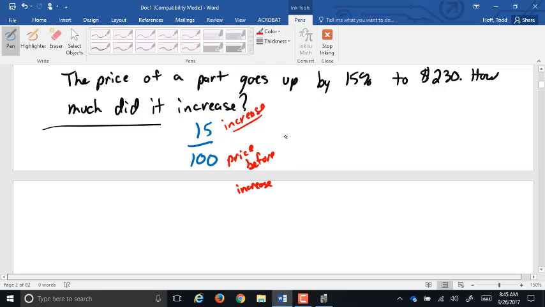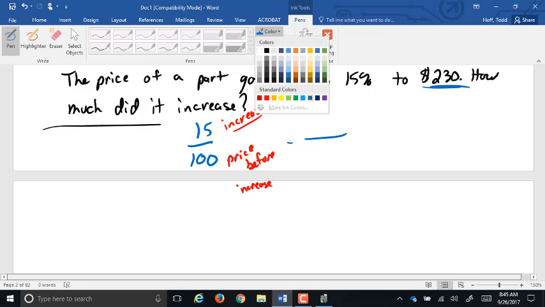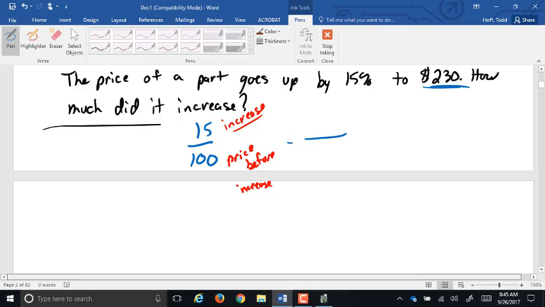So on the other side over here, do we have the dollar amount for either one of those values? No. The 230 is the price after the increase. So here we cannot use the 15%. What do we do? Yeah, it's an increase. So it's 100, the full thing, plus 15 is going to give us 115%. Now here, the 115 is the price after the increase, and the 100 is still the price before.